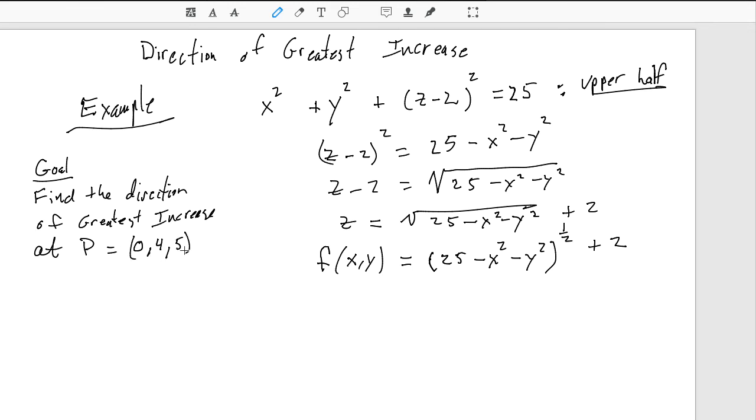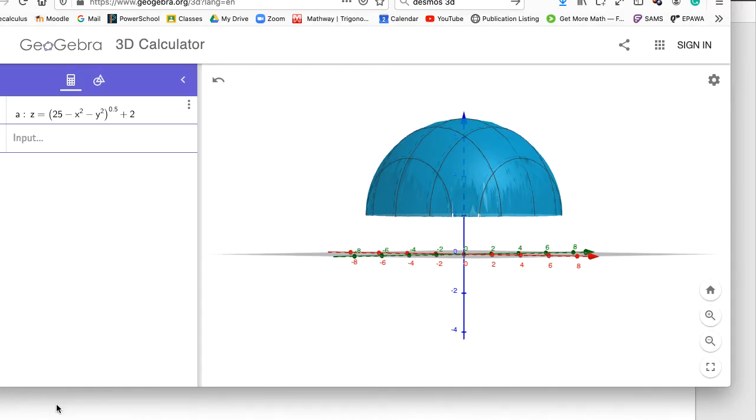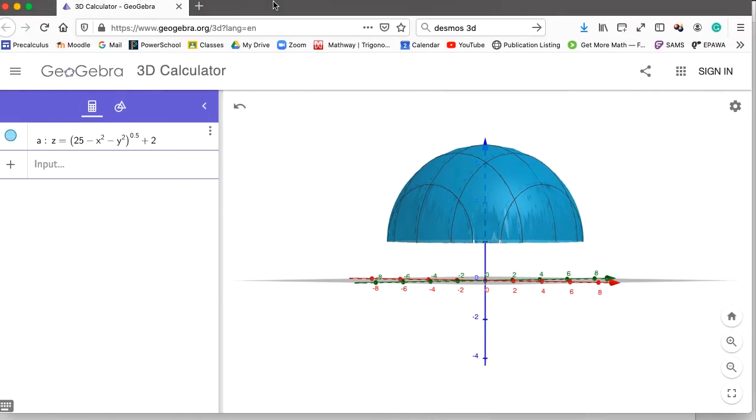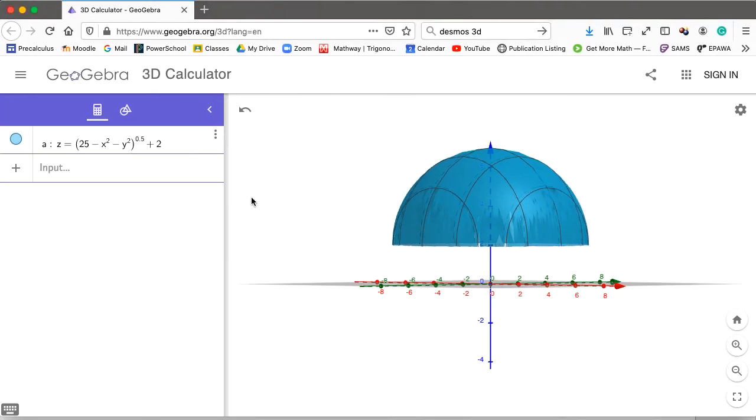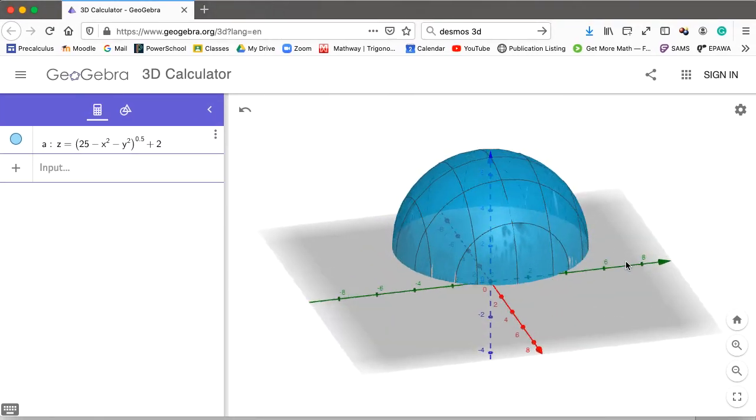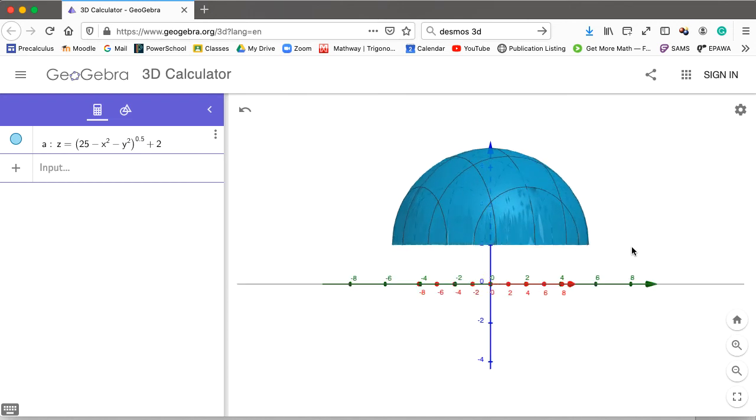All right, I just had to pause. I want to make sure that point fit into there, because I was playing around with this so much yesterday that I just want to make sure I have the right point. All right, so to get an idea of what's going on here, let's go over to GeoGebra. I already put that in. So we have this upper half of a sphere right there.